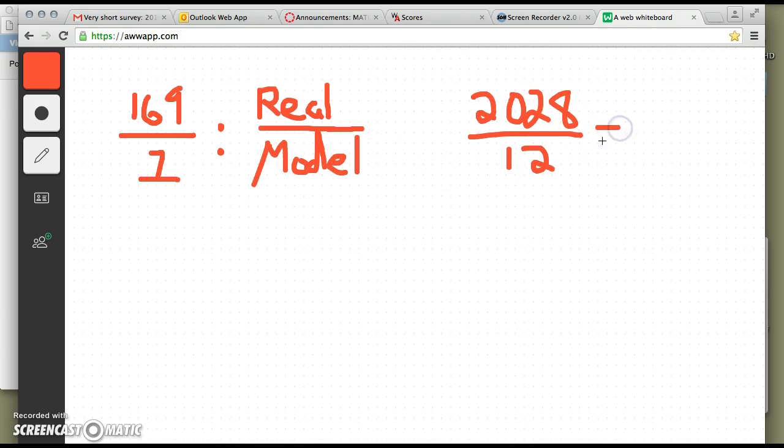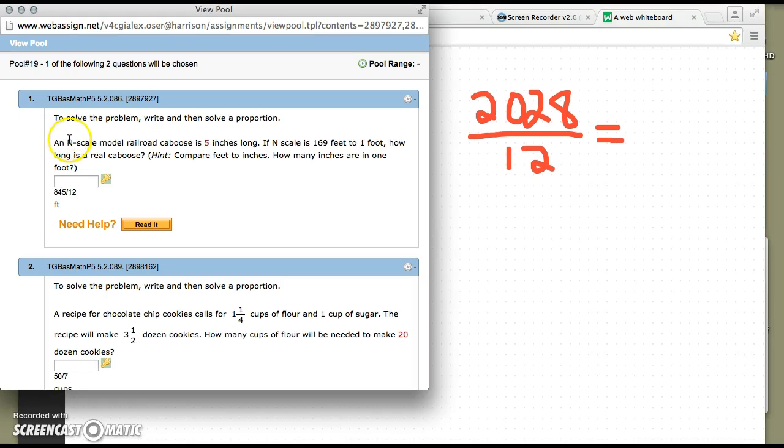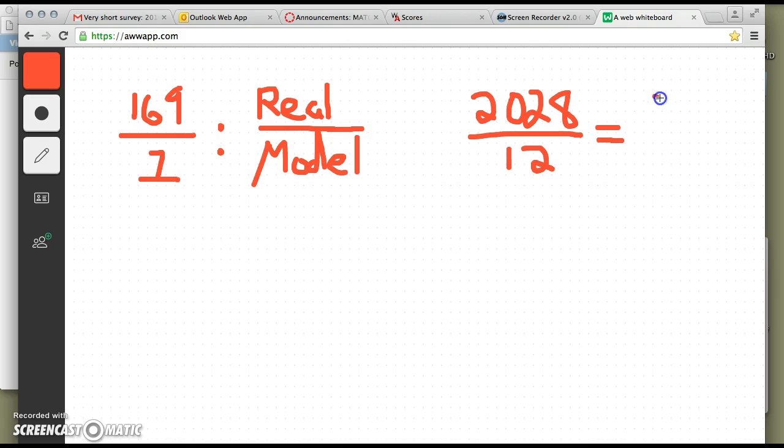Now we're ready to set up our proportion. This ratio tells us how many inches are in the real train for every 12 inches in the model. What were we given in our problem? We are told that the railroad caboose is 5 inches long. We want to know how big it is in the real world. That's where we'll put our variable, if our model is 5 inches long.